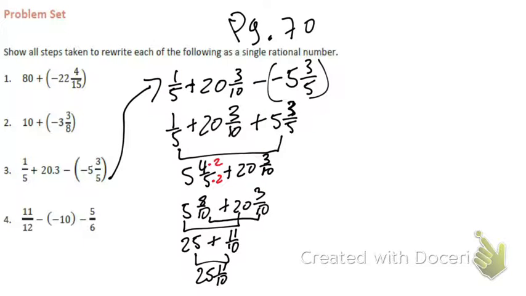25 and 11/10. You never have a mixed number and an improper fraction together, right? You don't want your numerator to be bigger than your denominator when you have a whole number next to it. So what I could do here is we change that improper fraction to a mixed number, 1 and 1/10, right? Plus 25 gets us 26 and 1/10. So I think that was probably the hardest problem there.